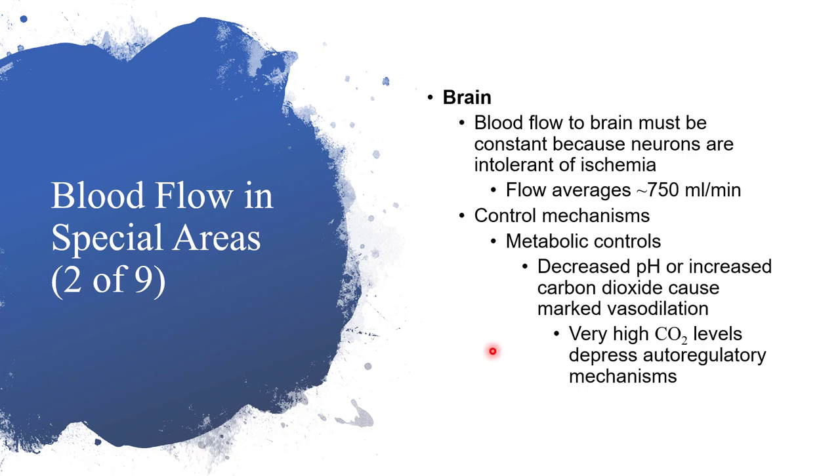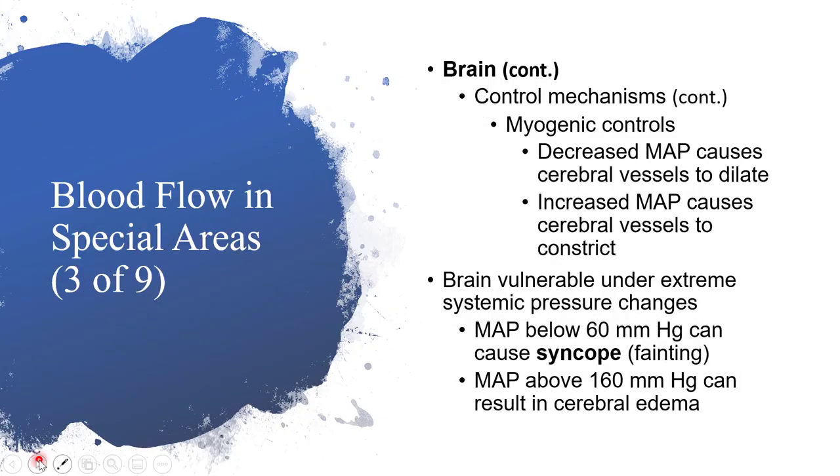Okay. There are some control mechanisms such as your metabolic control. Decreased pH or increased carbon dioxide can cause marked vasodilation, and very high carbon dioxide level would depress the autoregulatory mechanism. And of course, in the myogenic controls, the decreased mean arterial pressures can cause the cerebral vessels to dilate. Nothing will be diminished when it comes to the brain.